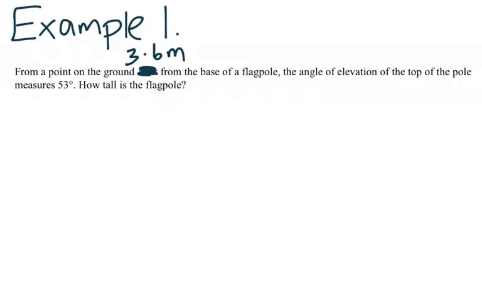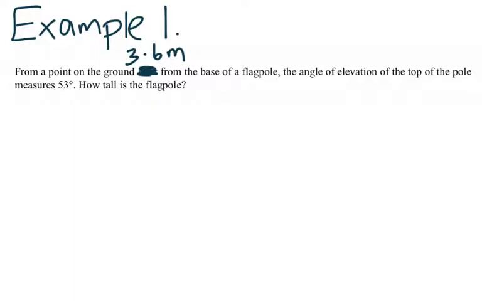So our first example, I've just changed this example. It did say feet, which is why I've crossed it out to meters. So from a point on the ground, 3.6 meters from the base of a flagpole, the angle of elevation of the top of the pole measures 53 degrees. How tall is the flagpole?